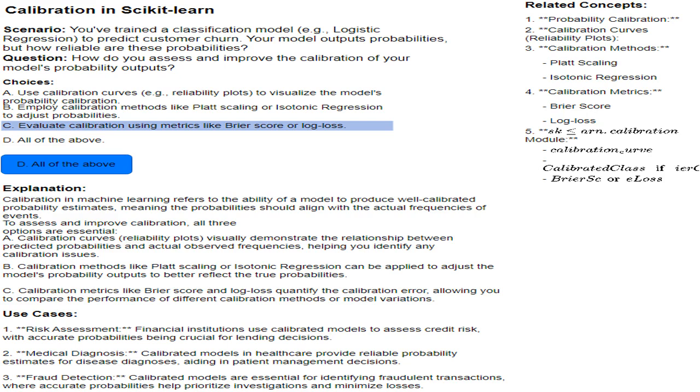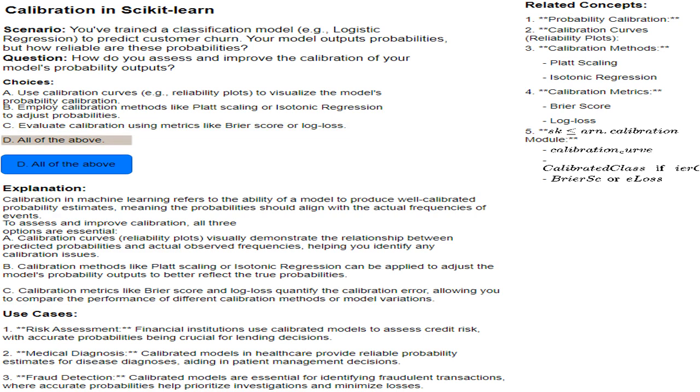C. Evaluate calibration using metrics like Brier score or log loss. True. Calibration metrics like Brier score and log loss quantify the calibration error, allowing you to assess the accuracy of a model's predicted probabilities. The Brier score measures the mean squared difference between the predicted probabilities and actual outcomes, while log loss measures the average negative log likelihood of the predictions. Lower values of these metrics indicate better calibration, signifying a model that produces probabilities that are closer to the true underlying probabilities of the events.